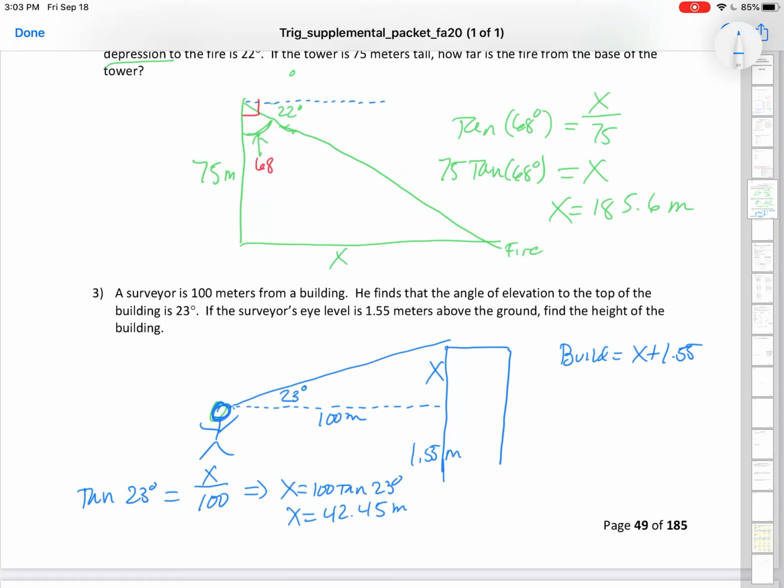Well, that's not the height of the building. Sometimes I'll get students who say, I don't know where they came up with their number. I got 42.45. Well, that's because you forgot to add in the distance from the eyes down to the ground. Sorry, I didn't get my decimal point in there. 42.45 and add to that 1.55, we get a nice 44 meters. That's the height of the building, 44 meters.